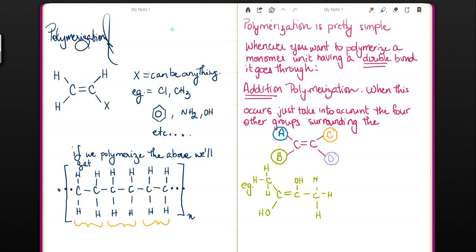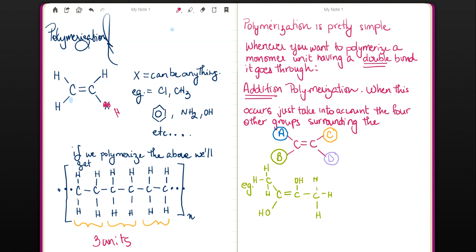Anything with a double bond between it here is called an alkene, and basically X would represent anything from chlorine, methyl, benzene, amine, hydroxyl group, etc. It could represent anything. I made X hydrogen, right? So doing that, if we polymerize the above, we'll get CH2CH2. I put 3 units, and you can see basically it's repeating itself throughout.